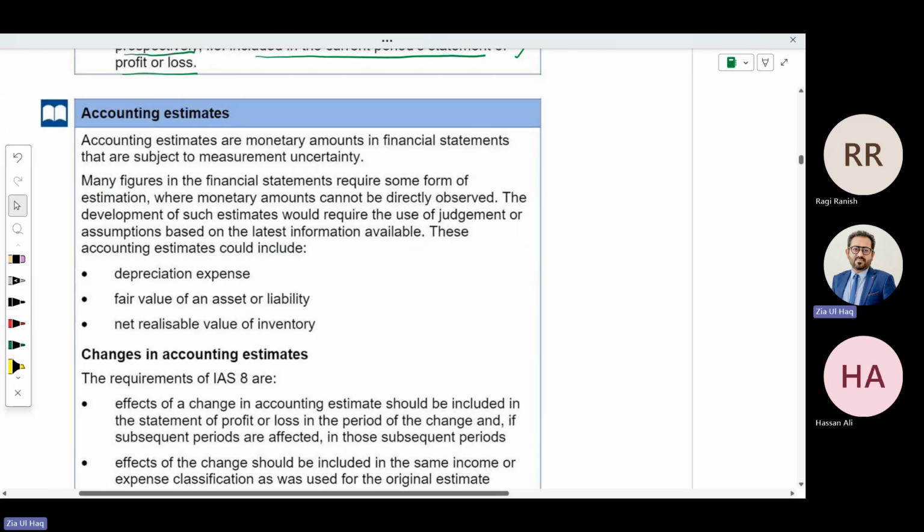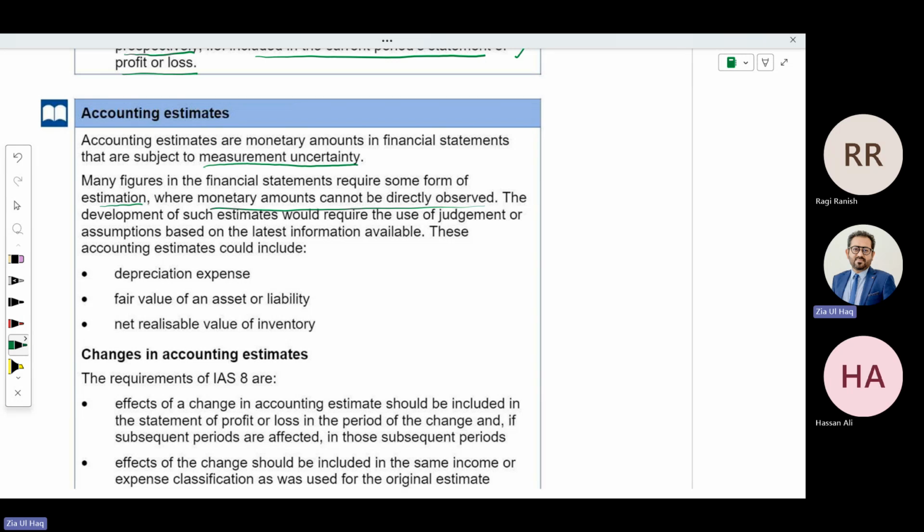Accounting estimates. Accounting estimates are monetary amounts in financial statements that are subject to measurement uncertainty. Many figures in the financial statements require some form of estimation, where monetary amounts cannot be directly observed. We need to depreciate the asset over its useful life.